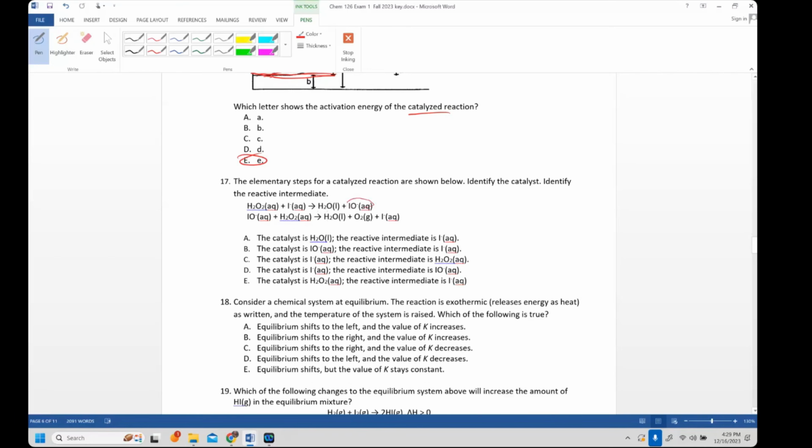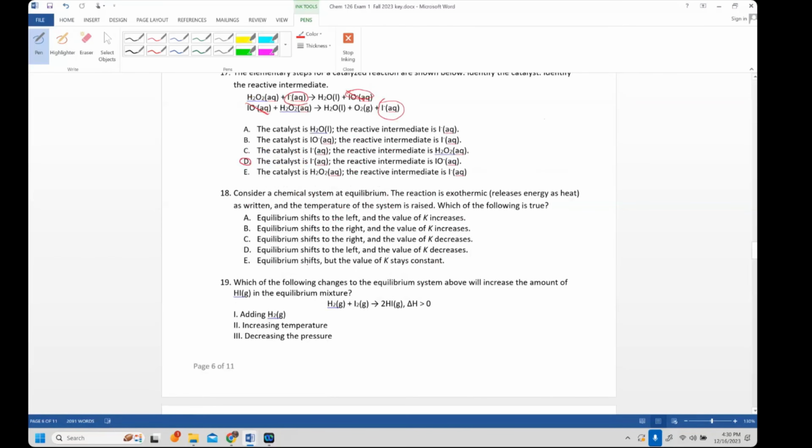So looking at these, we have IO minus. IO minus is on the right here. It's on the left here. So it cancels out, and there's no more IO minus. So that means it's an intermediate. So the intermediate is IO minus, which is here. Now, the catalyst, I minus. Look at I minus. It starts out in the reaction, but it's not consumed, meaning it's not changed into something else, and it still ends up in the product. So we have I minus as the catalyst.